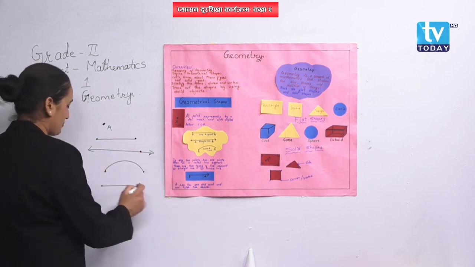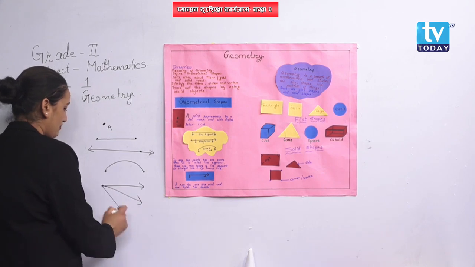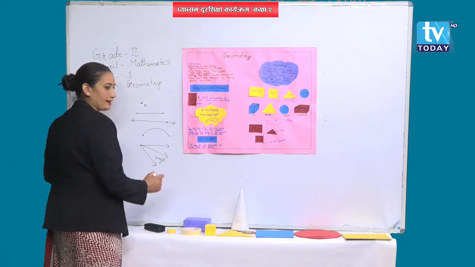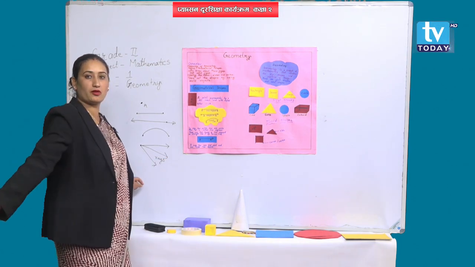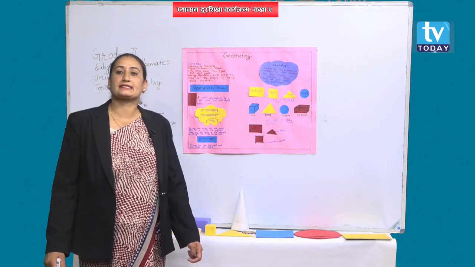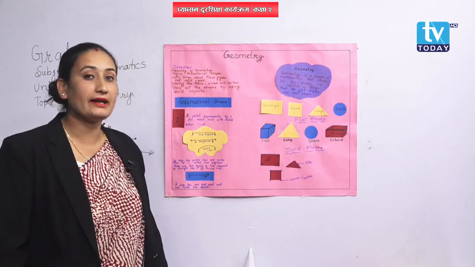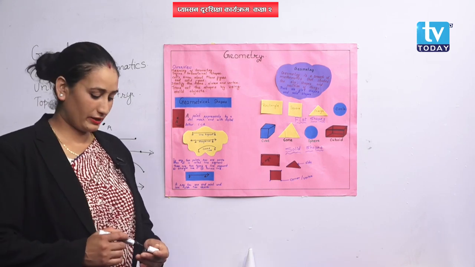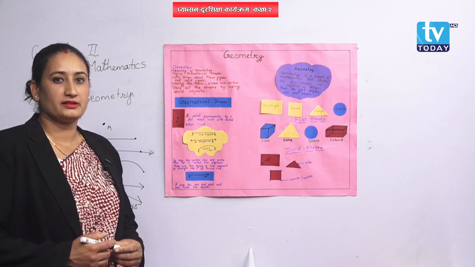They spread from here, from here, from here. That means these are known as rays, coming from one point and spreading all over the world. It's called rays. Do you understand? Okay, very good.